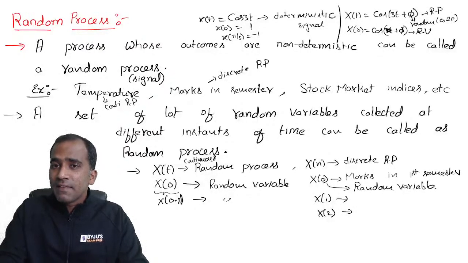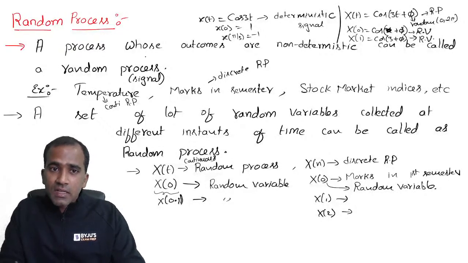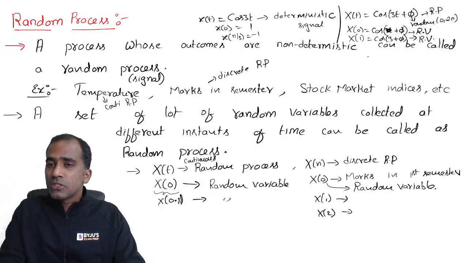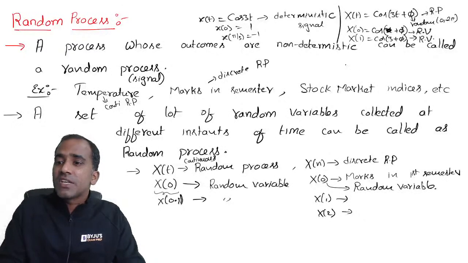At any instant of time, if you analyze it, it becomes cos(3 + phi). 3 is a constant, but phi is random. Since phi is random, 3 plus phi will be random, and cos of 3 plus phi also will be random. We can call it a random variable. So using these examples, you can understand the definition that I have given you. At every instant of time, at 0, 1, 2, 3, it is a random variable. A random process is a random variable at every instant of time.